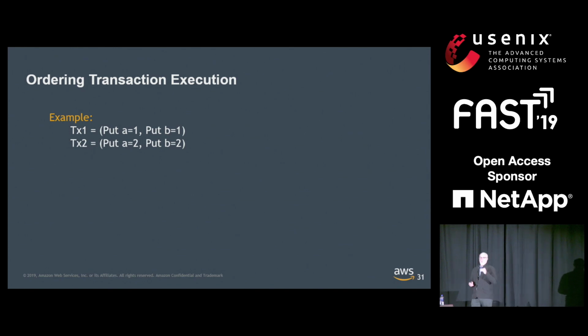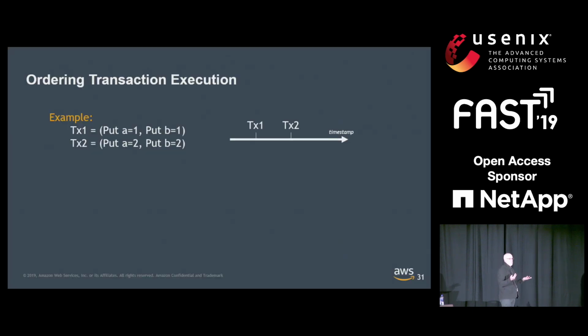Here we have an example where you have two transactions. Transaction 1 wants to do a put on item A. It says A equals 1, B equals 1. Transaction 2 says put A equals 2, B equals 2. These transactions are running concurrently in parallel. They are timestamped such that transaction 1 comes first before transaction 2 in the execution order. They've both been accepted already by both A and B.